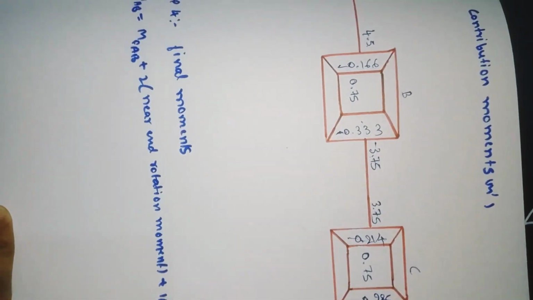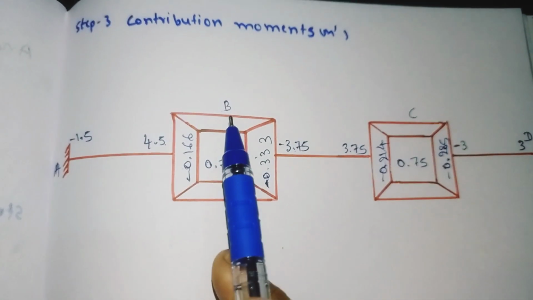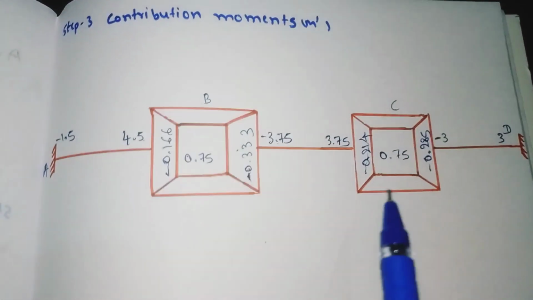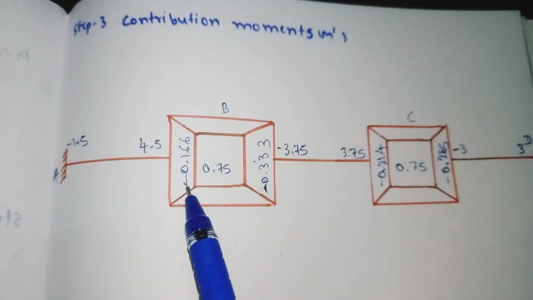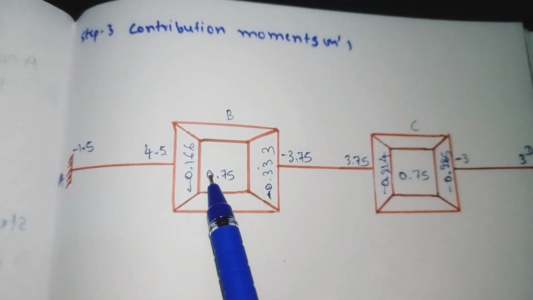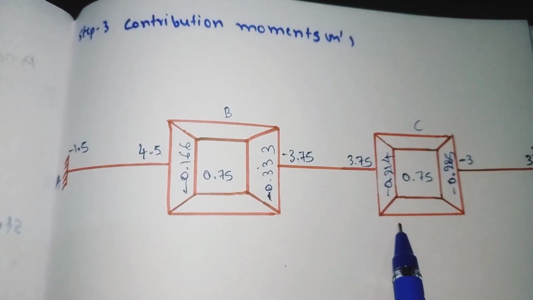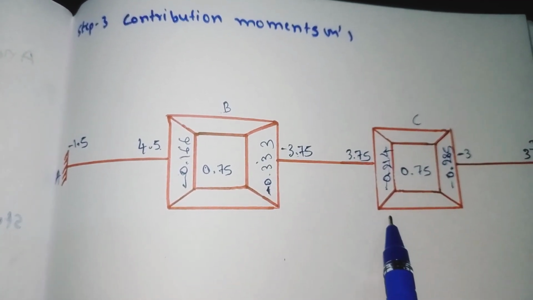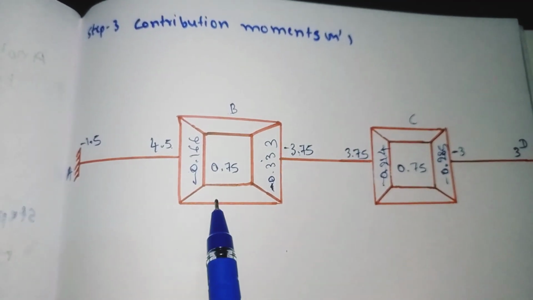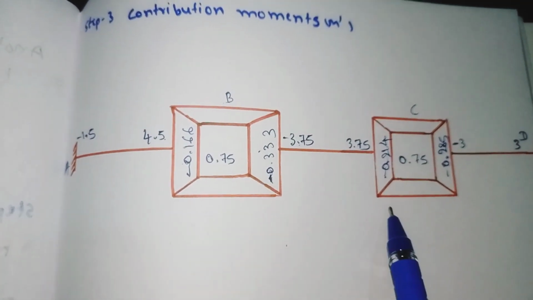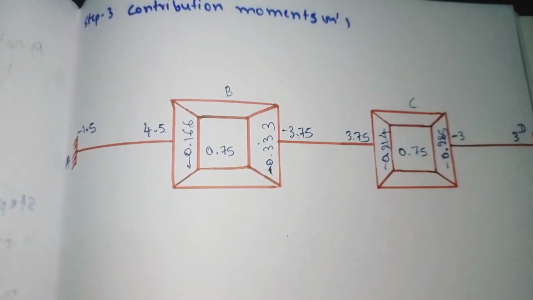So now what we have to do is find the rotation moment for member BA and BC and CB as well as CD. For that we need to add minus 0.166 into 0.75 plus far end moment value. Here there is no value. Initially we should take 0 for far end moment value for both sides. So minus 0.166 into 0.75, here the value is 0, here also far end moment is 0. I will show you.